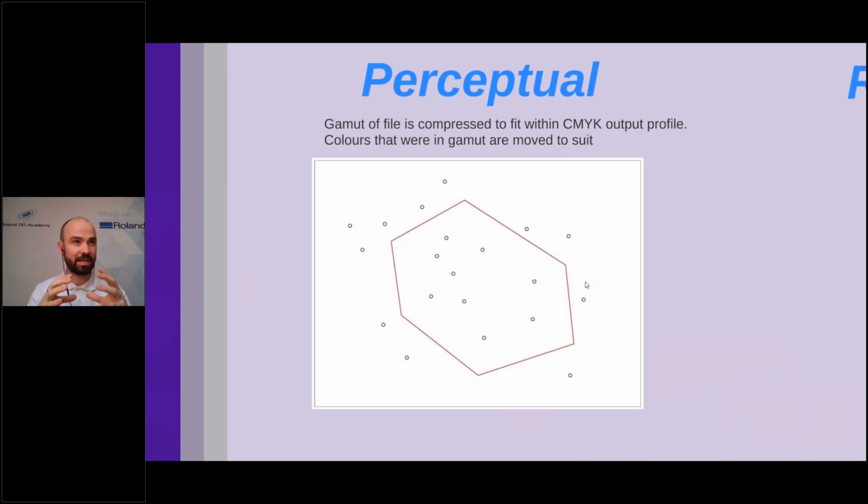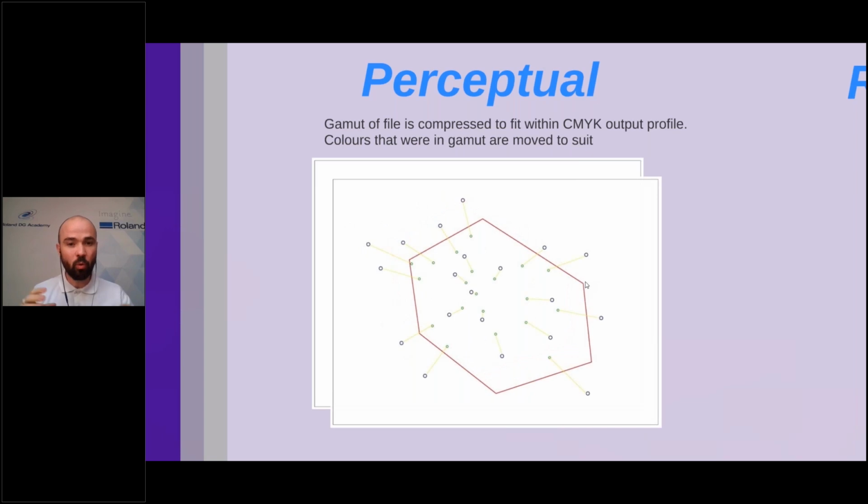So they need to be inside the printer profile gamut in order to be printable. Using this method, perceptual, all of these colors are compressed or moved inwards to fit within this color space. The ones that are outside are moved in, and the ones that were already inside are moved inwards as well to suit the rest of the movement. So perceptually, all of those colors keep their relationships, the distances from each other, but it's all just compressed to fit within this new color space.